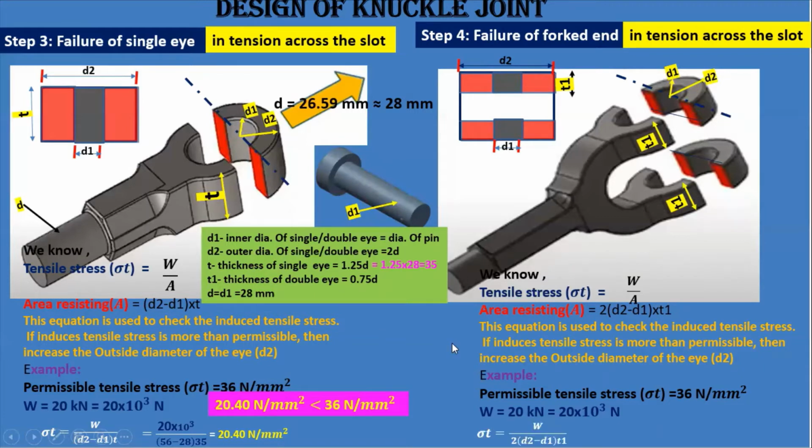Now, my friend, I'll put the value. अभी हमारे पास T1 available है क्या? नहीं. So what I will do, my friend? What is the T1? T1 is equal to 0.75 D. So I substitute the value, I got it 21. Okay, means T1 is 21. Now, when I substitute the values, we come to know that I'm getting 17 Newton per square millimeter.